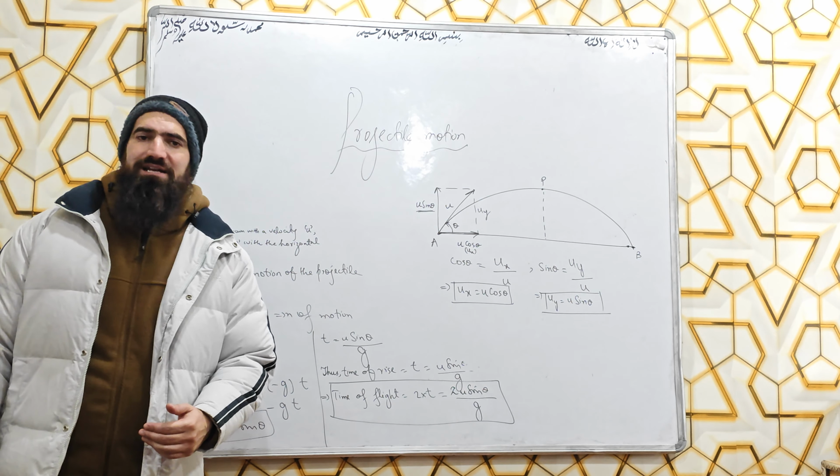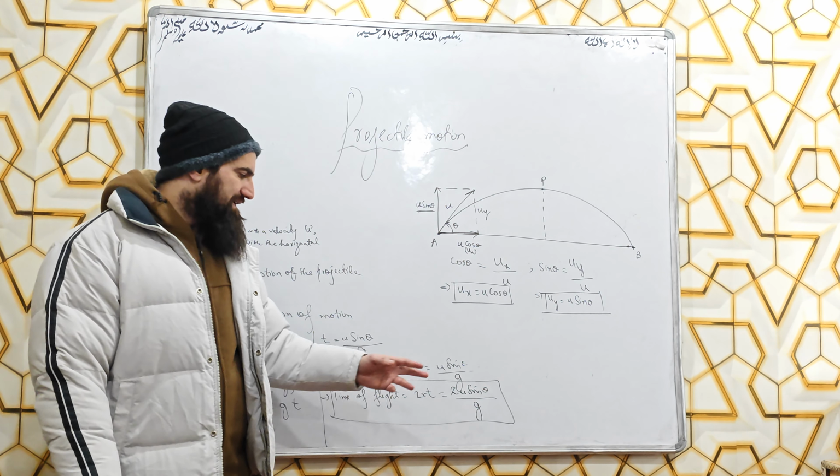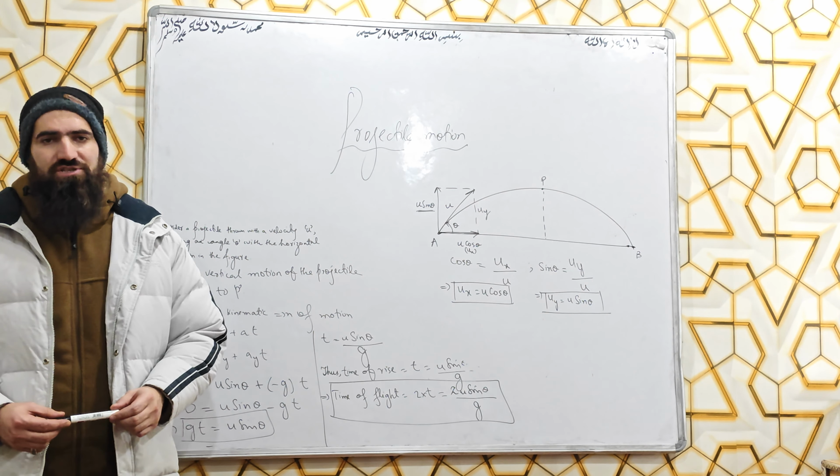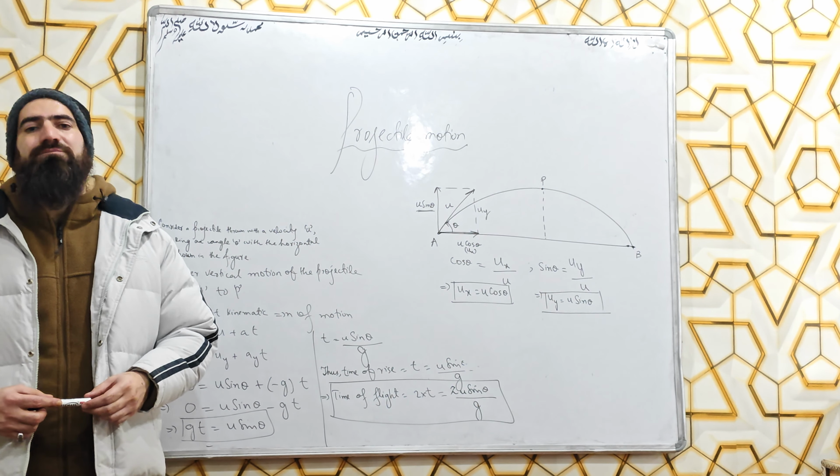But since time of flight is equal to twice the time of rise, the expression for time of flight will be 2u sin theta by g. So this was the expression of time of flight. In the next video we are going to discuss the expression for maximum height.